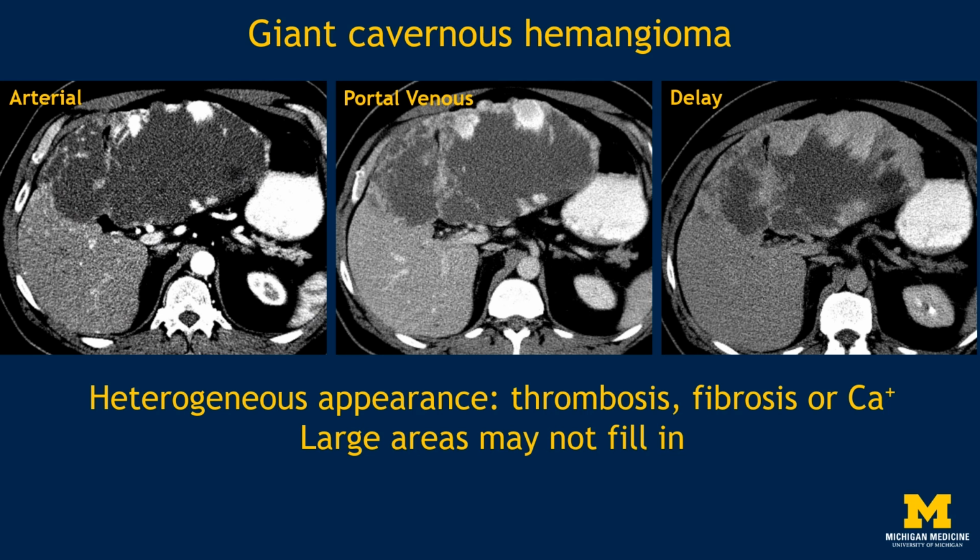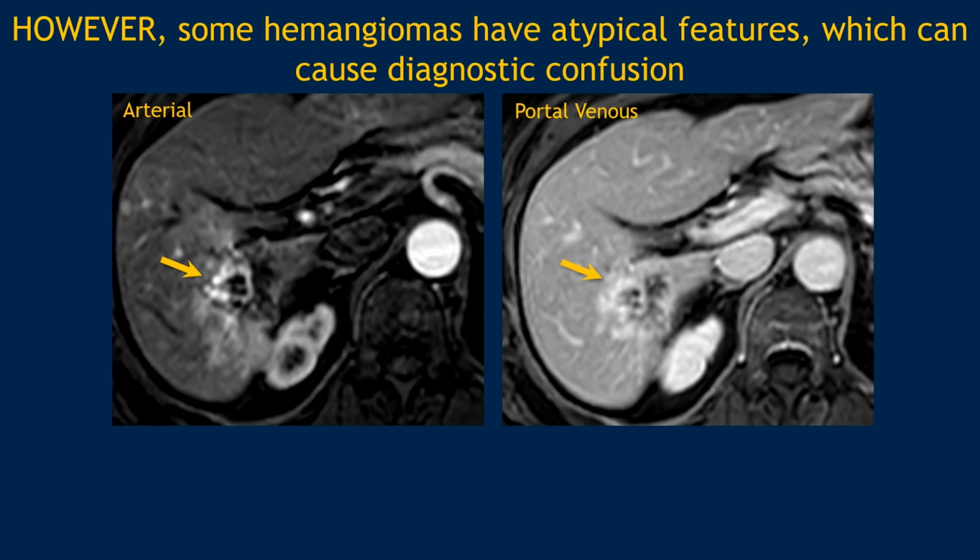Now, I told you that hemangiomas are a quote-unquote do not touch lesion. We don't want to biopsy it because we do make the diagnosis on imaging. There is one caveat, however. Some hemangiomas can have atypical features, and this can cause diagnostic confusion.